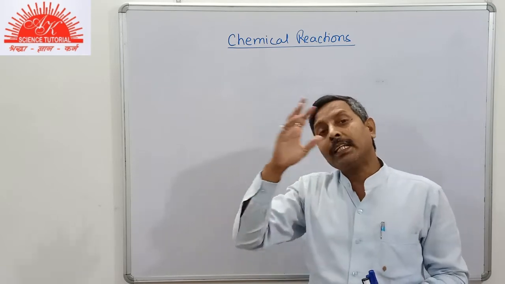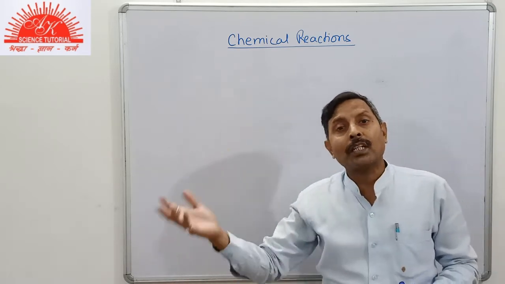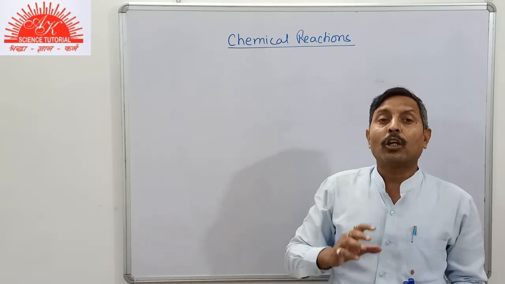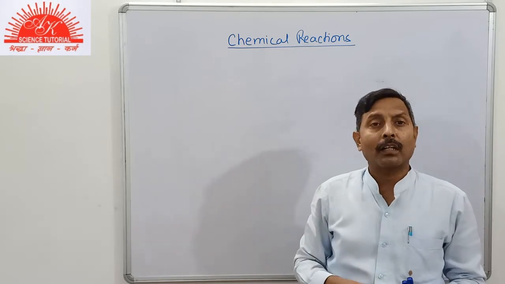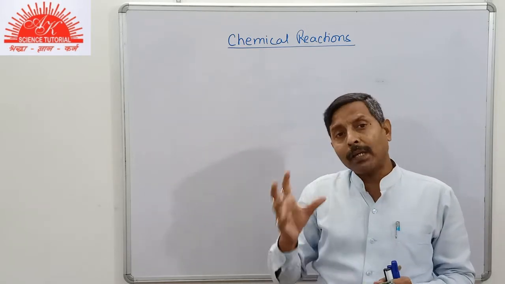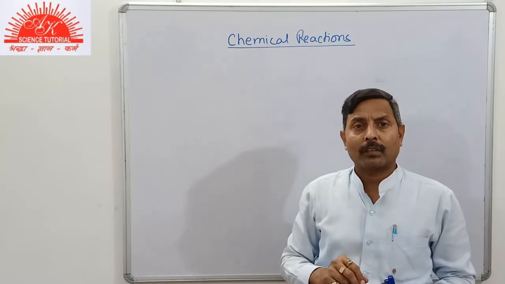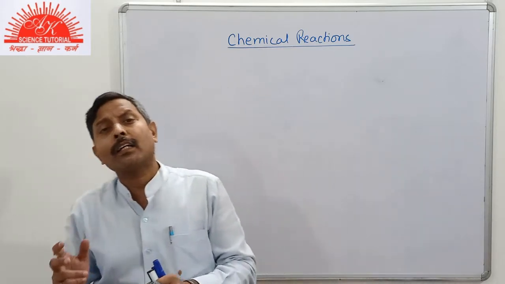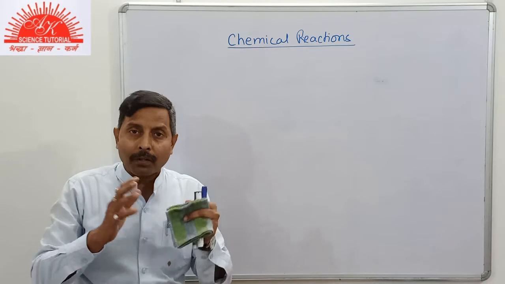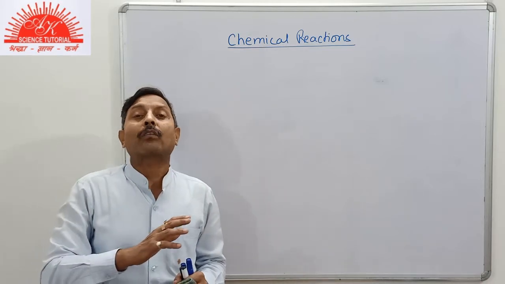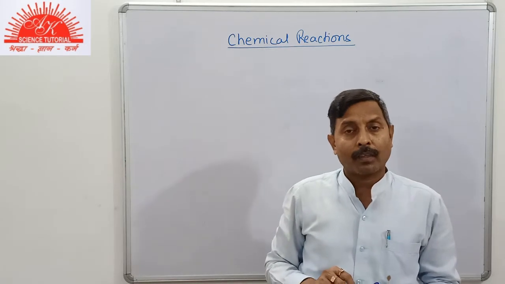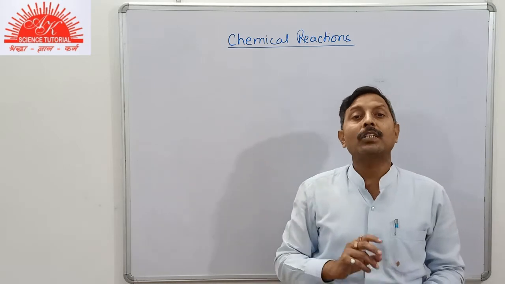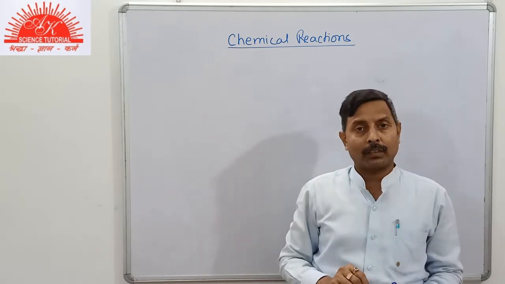But in many cases, a chemically new substance is formed. Its characteristic is changed. As a result, there is involvement of energy. Like when milk becomes sour, curdling takes place, rusting of iron takes place, and many other processes taking place in our daily life. These are called chemical changes. Now the process by which a chemical change takes place is known as a chemical reaction.